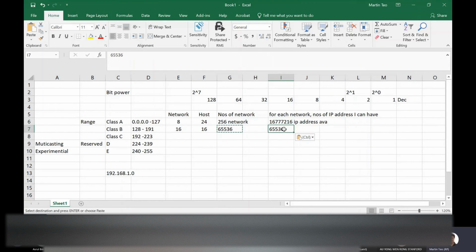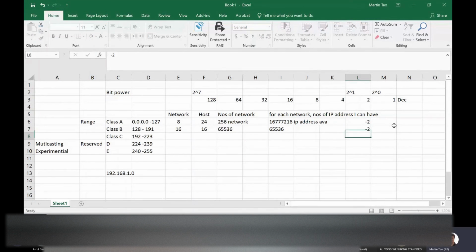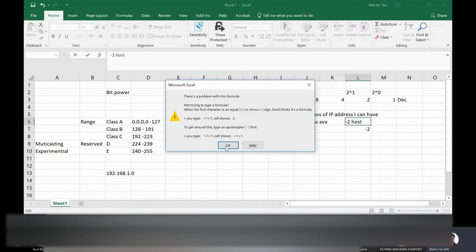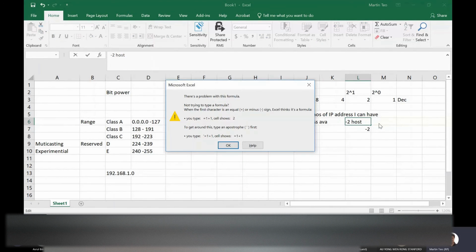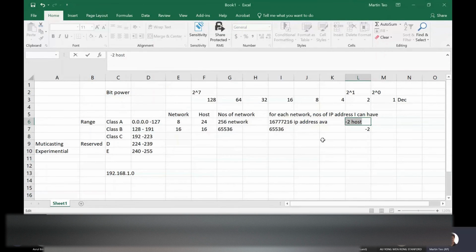Usually we need to minus 2. Later I'll explain why we minus 2. So the number of hosts is minus 2, that is, minus 2 IP addresses.